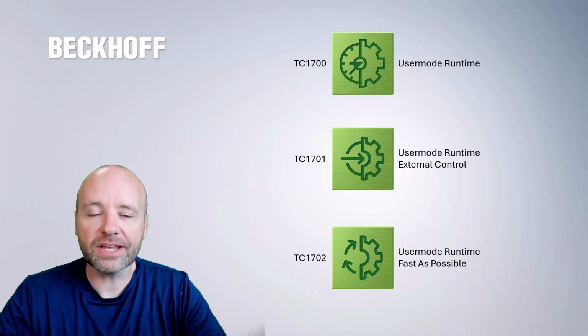Hello, my name is Casey Taylor, and I'm going to discuss TwinCAT Usermode Runtime. This was introduced with 4026, and there's actually three different options for Usermode Runtime. PC1700 is the most commonly used option and requires no additional licenses.